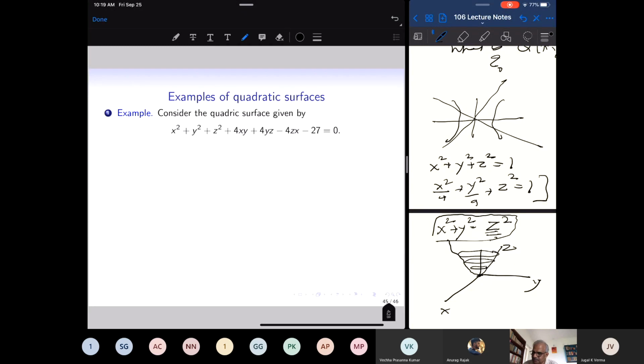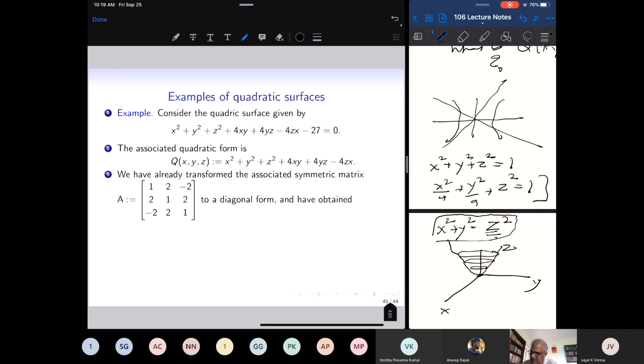So consider a quadratic surface which is given by x square plus y square plus z square plus 4xy plus 4yz minus 4zx minus 27 equal to 0. So it has these mixed terms. It is not clear what it represents. So first look at the quadratic part and write the quadratic form, which is part of this equation, and then write the matrix of this quadratic form.